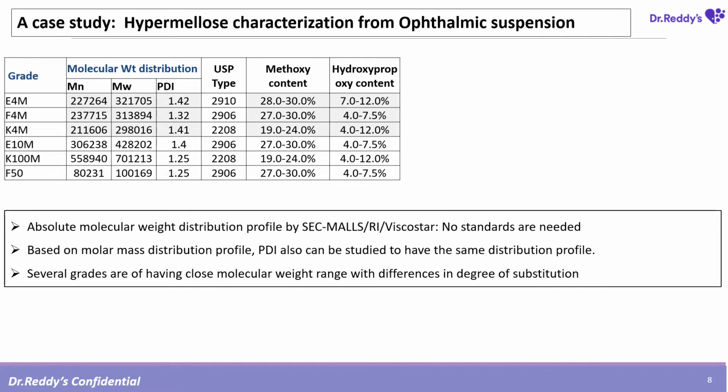And if you see, E4M, K4M, and F4M all have very close molecular weights, and their substitution changes based on methoxy content and propoxy content, and hence understanding the degree of substitution is very much essential in these products. So although we understand the molecular weight and its distribution profile by size exclusion chromatography coupled with MALS and RI as a concentration detector, which can be used to get the right peak profile where no standards are required for quantification, as several grades are present with similar composition, the degree of substitution is very important to understand.